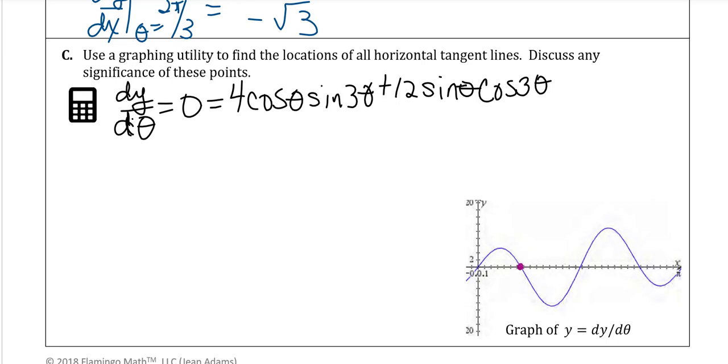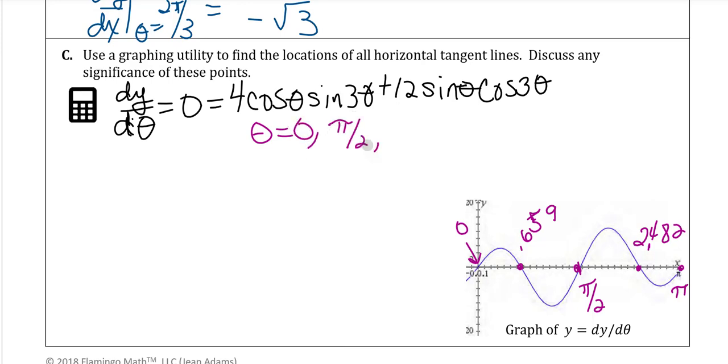And here you have 0.659. Here is pi over 2. Here is 2.482, and then of course we're here at pi again, and I forgot to mention 0. So there are 5 points. So theta is going to equal 0, pi over 2, pi, and then the 2 decimal ones that I found, which is 0.659 and 2.482. So there are the horizontal tangent line points.